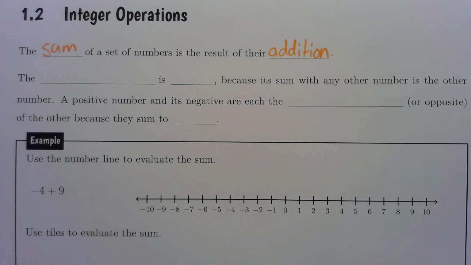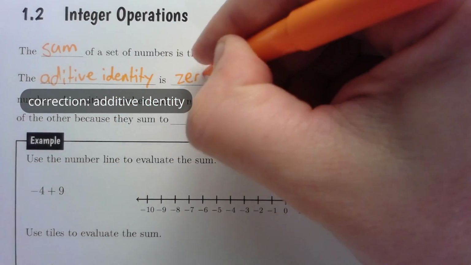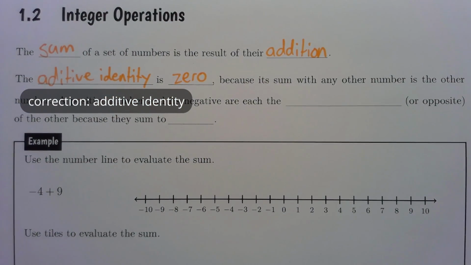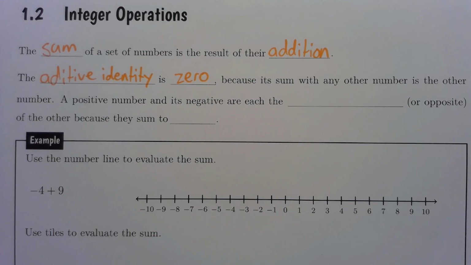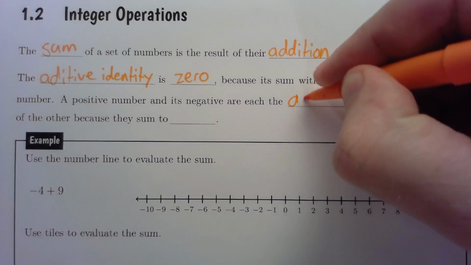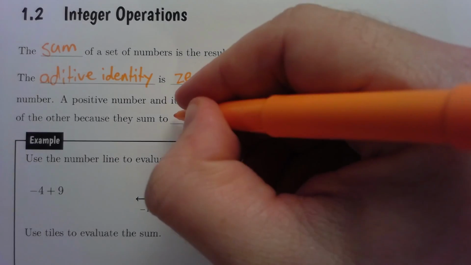A couple of other terms that may be new to us are additive identity and additive inverse. The additive identity is the number 0 because its sum with any other number is just the other number. A positive number and its negative are each the additive inverse of the other because those numbers sum to 0.